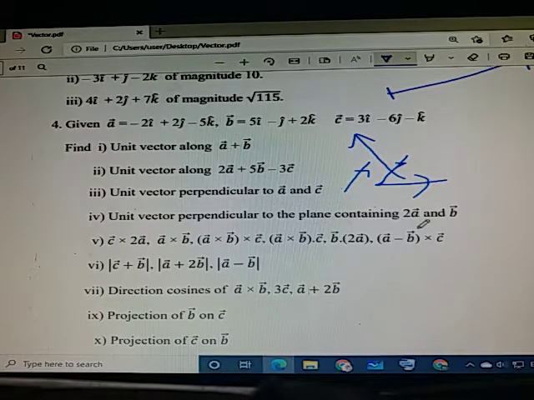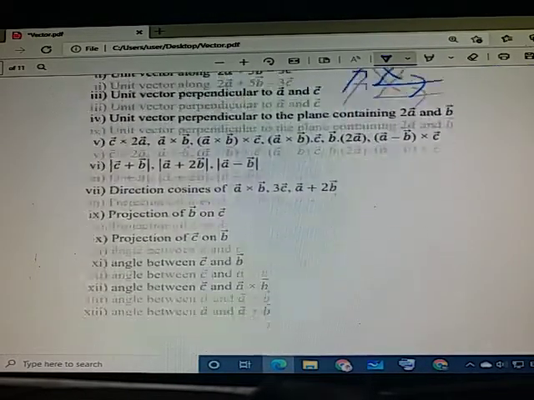Similarly, number 4 is the plane containing 2a and b. Same problem. You take the cross product and take the unit vector. Then here you have to find these cross products, then this is cross product and dot product. These are just computations, and direction cosines of this, projection. Number 4.